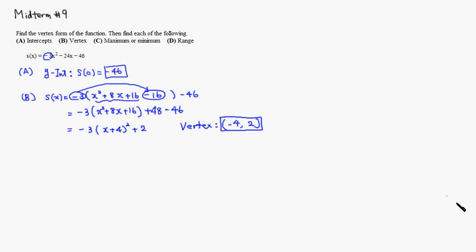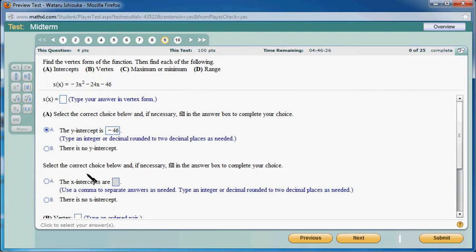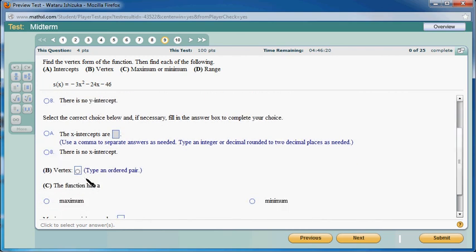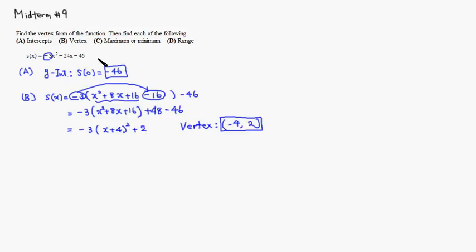So we have that. Let's go back and fill in the box. That's the vertex here: negative 4, comma, 2. All right, so we got that. Go back, and then we can find the x-intercepts.